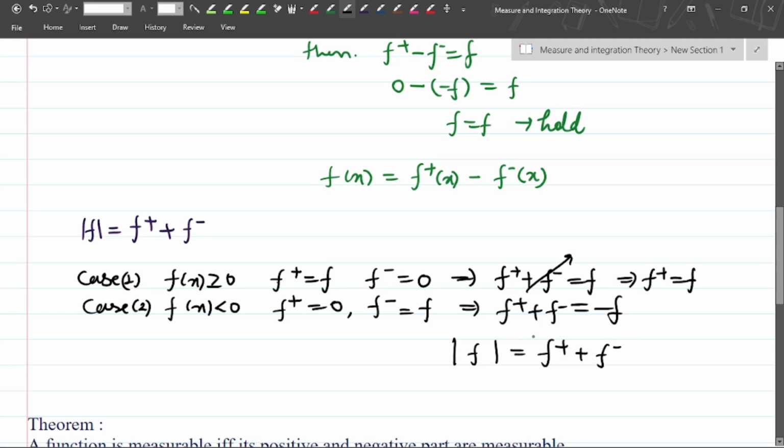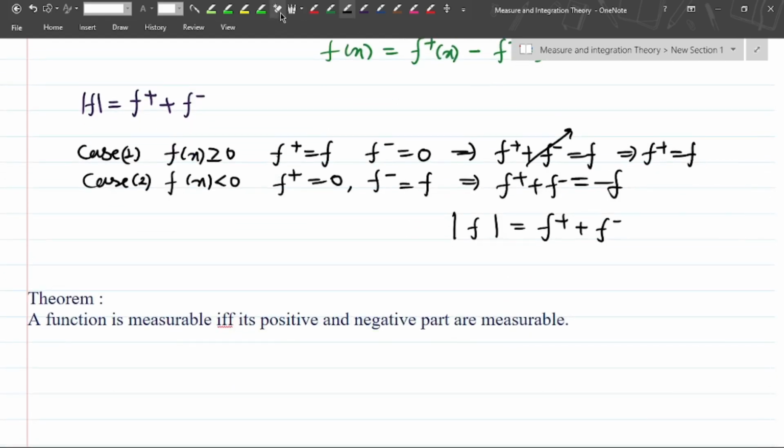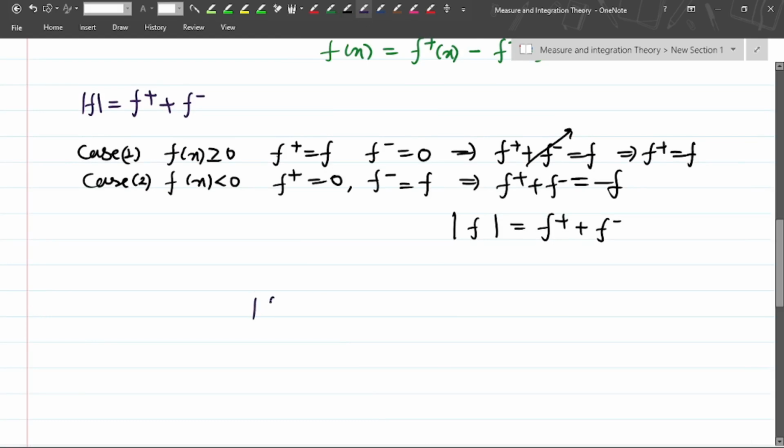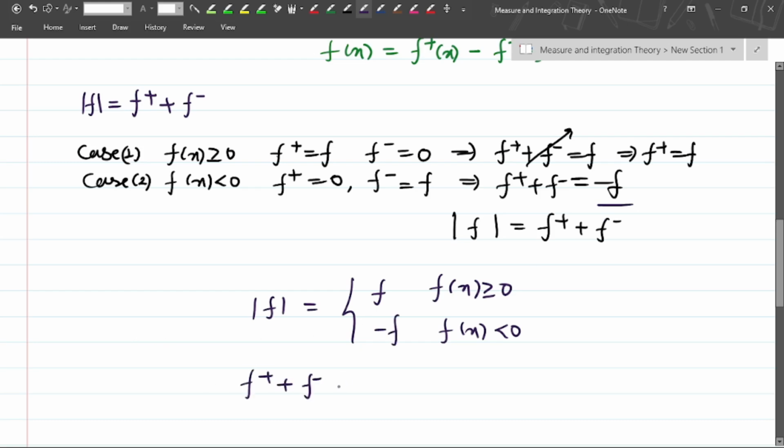So we can define a mod function such that whenever f(x) is greater than or equal to 0, it is f, and whenever f(x) is less than 0, it is minus of f. Hence proved that mod f is f plus plus f minus.